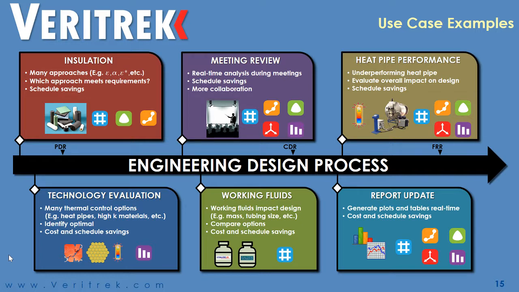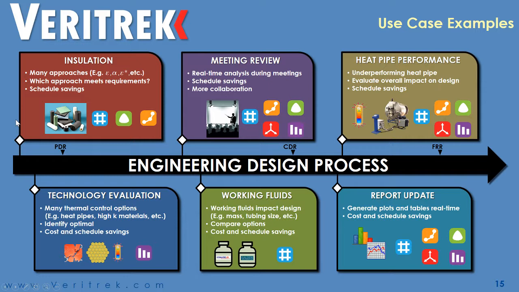So let's just take a look at this based on the engineering design process. This is probably something you're very familiar with. On the left-hand side, we're very early in the design process. On the right-hand side, this thing is ready to fly. So on the left-hand side, we might have some sort of evaluation of technology. Maybe you're looking at different technologies like heat pipes or high thermal conductivity materials. What we want to do is identify which of these is the best approach for your particular thermal design. Well, we could use the Veritrek screening analysis very simply to identify which type of technology would provide the most bang for your buck.